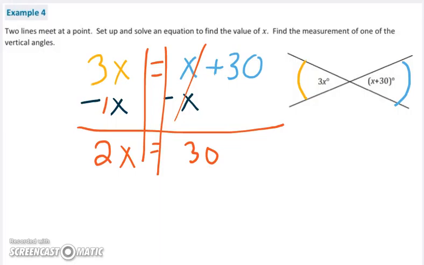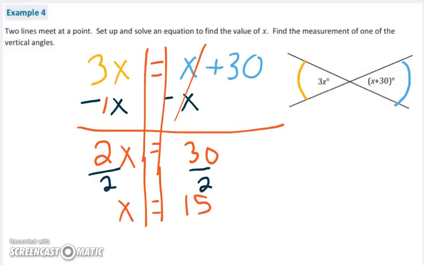And again, you should know where to go from here. Divide both sides by 2. That gives us x equals 15. Again, it's to find the measurement of one of these angles.